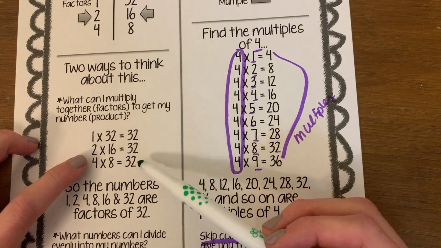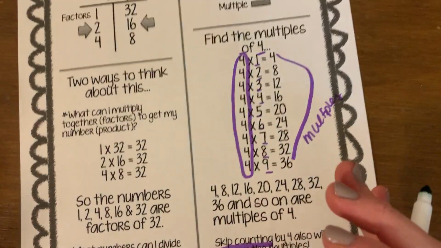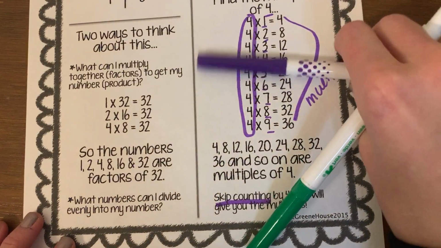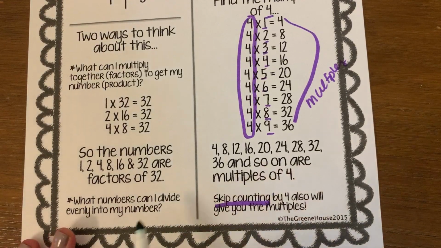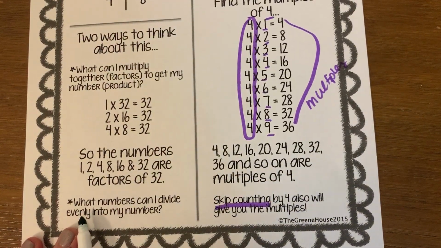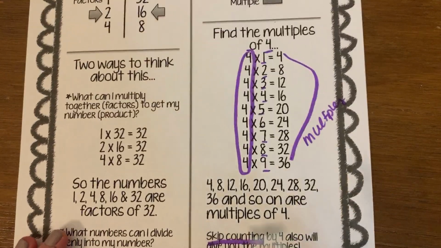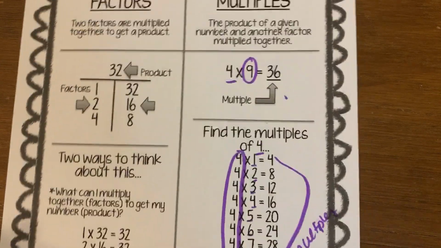So they went ahead and listed them out. This is all cleaned up, so we don't have the 3 times question mark that we had before. So the numbers 1, 2, 4, 8, 16, and 32 are all factors of 32. Another question you might ask is, what numbers can I divide evenly into my number? You can also think about it using division. So can I do 32 divided by 1? Can I do 32 divided by 2? As we get closer to learning more about division, that'll make more sense. But if you are ready for that, go ahead and go for it. If not, fine as pie.